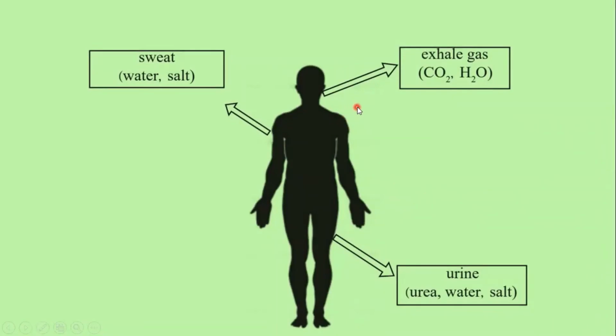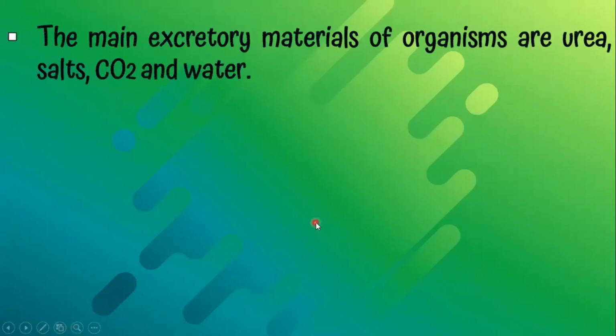So there are three main excretory materials in our body, and those three are sweat, exhaled gas, and urine. The compounds in sweat are water and salt. In exhaled gas, CO2 and H2O, which means water, and this is carbon dioxide. In urine, urea, water, and salt. The main excretory materials of organisms are urea, salts, CO2, and water.